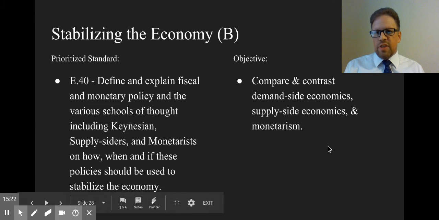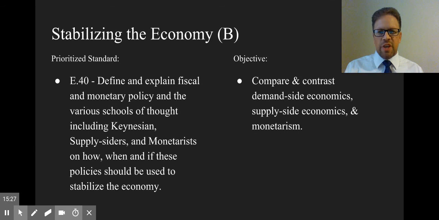All right, that was the Stabilizing the Economy, Section B, Schools of Economic Thought lecture. Our prioritized standard was Economic Standard 40. Objectively, now you can compare and contrast demand-side economics, supply-side economics, and monetarism.